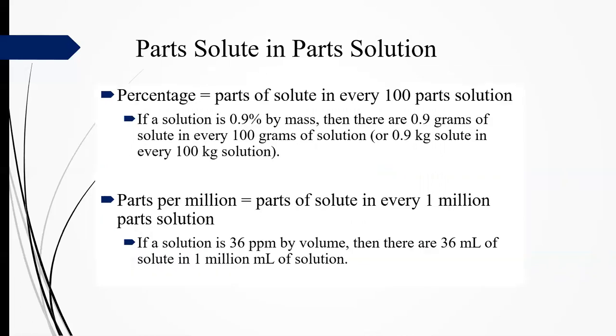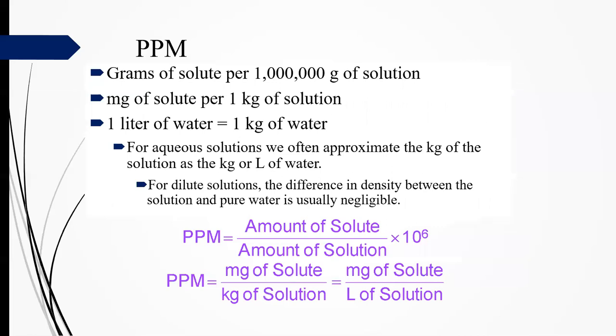And so when you want to think about them, percentages are parts of solute for every 100 parts total. Parts per million is parts of solute for every 1 million parts of your solution. Now, for ppm, you can think of it as grams per million grams of solution. It's also milligrams per kilogram. And so sometimes what they do is they mix these two together. We get milligrams per liter because they get this idea from the fact that 1 liter of water is 1 kilogram of water. So for aqueous solutions, they can kind of do this approximation.